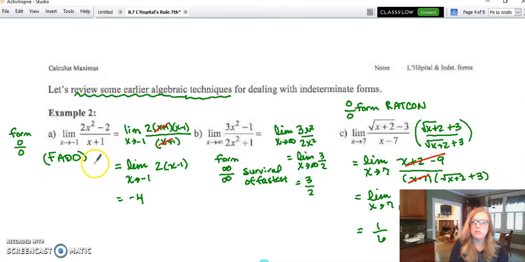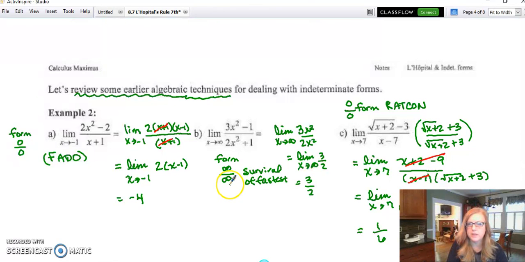The technique I chose that we had learned before was factor and divide out. So I factored the top, canceled, removed the discontinuity, took what was left, did a direct substitution, got my answer of -4. Now over here in this one, again, checking my direct sub, I get a form that's infinity over infinity, another indeterminate.